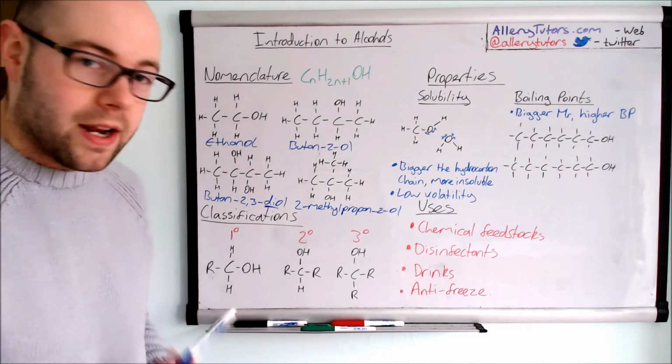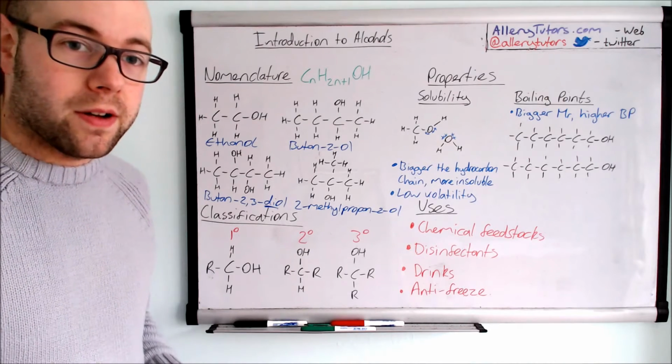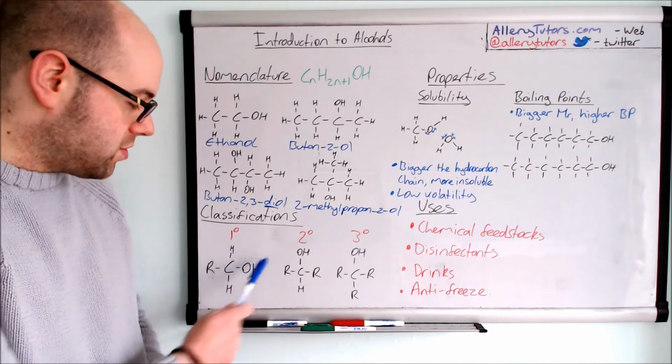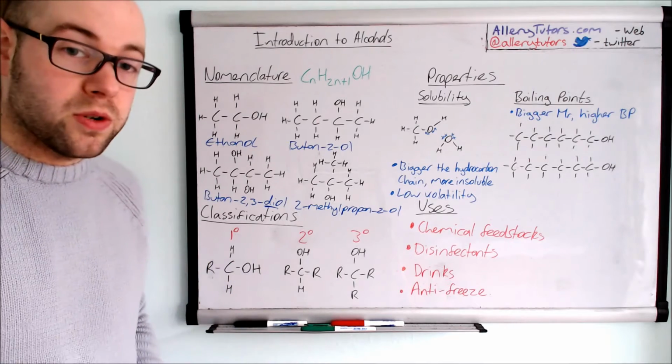So it's like 1 degree. That means primary alcohol. A primary alcohol is where we've got an alcohol group, the OH, bonded to a carbon, and that's bonded to one other carbon.